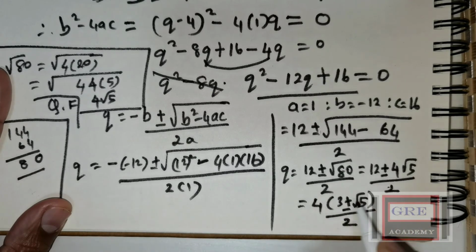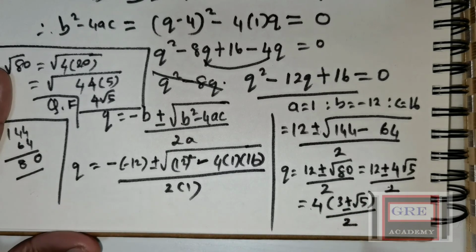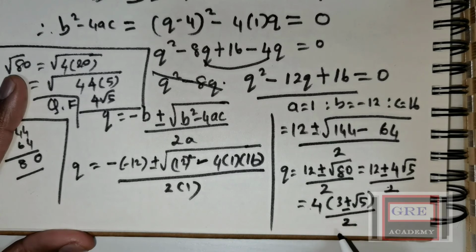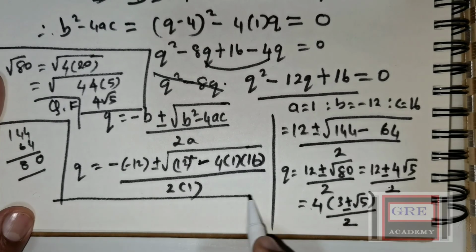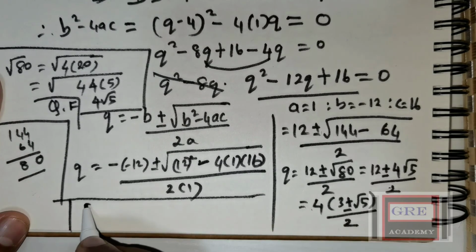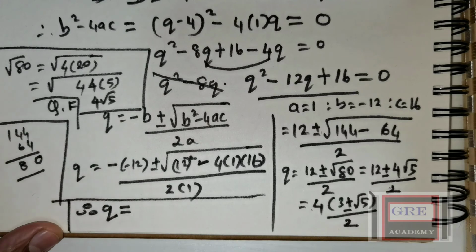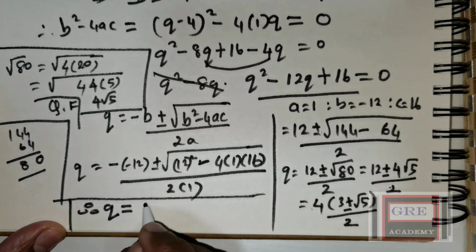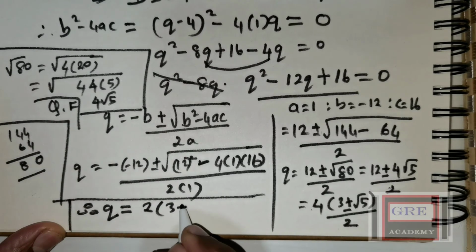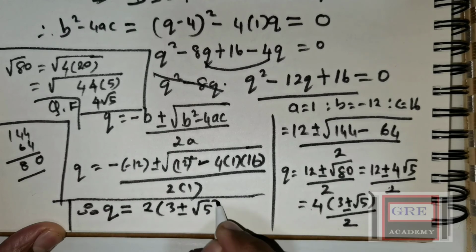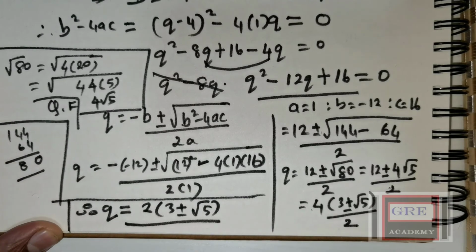Okay, 4 times 3 is 12, 4 times root 5 is 4 root 5. Now 2 can divide 4 2 times. So I can write the solution as: therefore the value of Q for the quadratic equation that is required to have equal roots is 2 of 3 plus or minus root 5. So this will be the solution for this question.